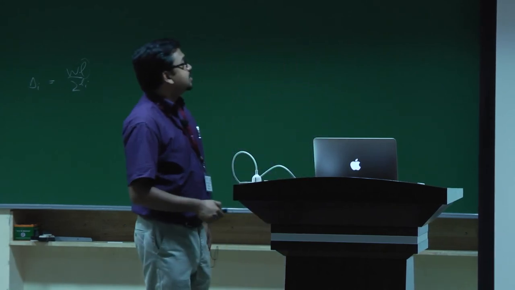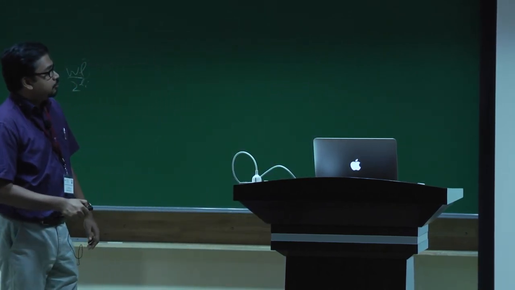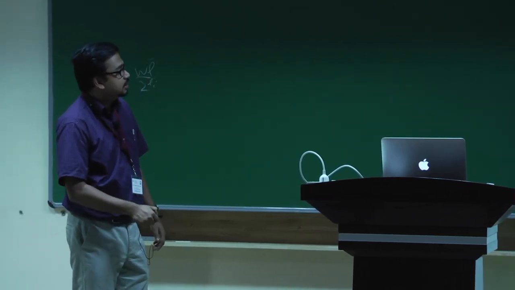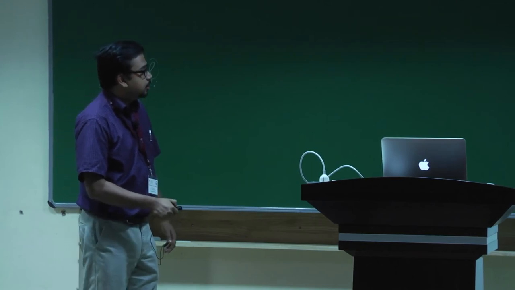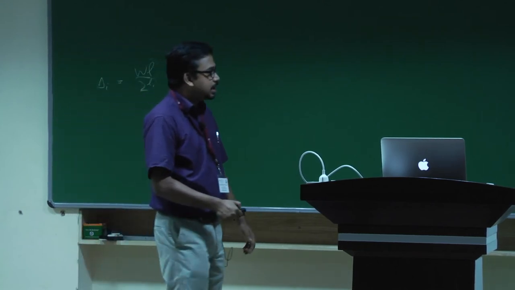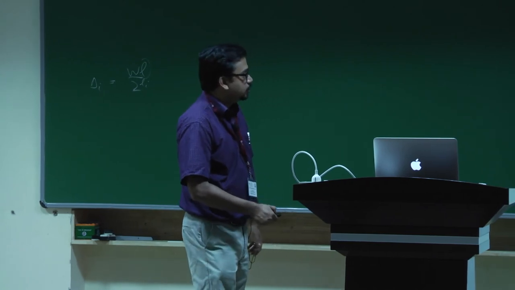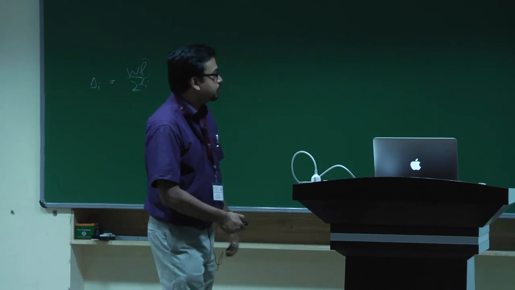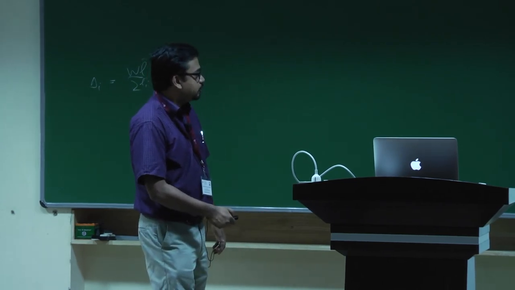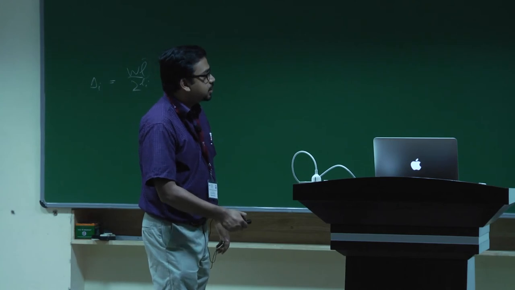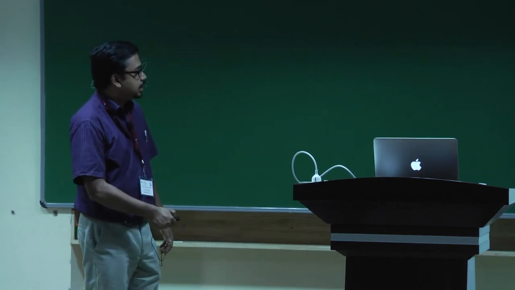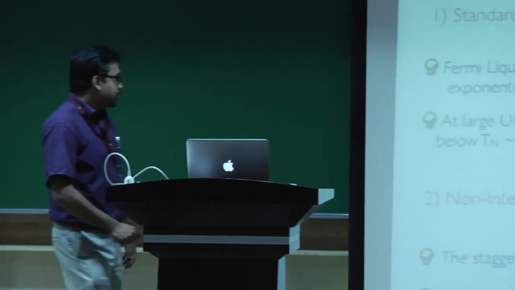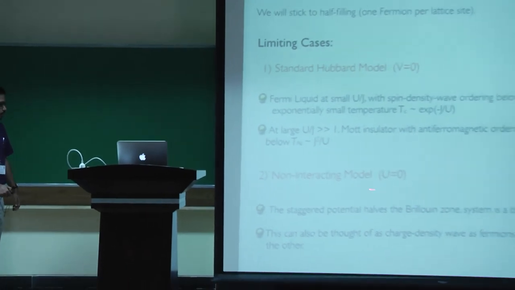OK, so let's look at some limiting cases of this model. If V is 0, and we'll stick to half-filling, one fermion per lattice site, it's a standard Hubbard model. It's a Fermi liquid at small U over J with some spin density wave ordering below some exponentially small temperature, which goes exponentially with J over U. And at large U over J, there's a Mott insulator with an antiferromagnetic ordering, below a Néel temperature of J squared over U. What happens in the other limit if I set U equal to 0?